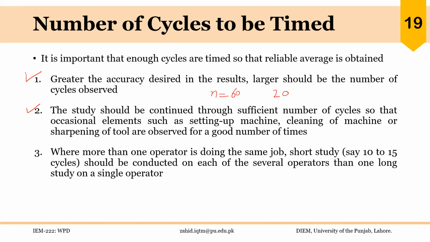Where more than one operator is doing the job, short studies, say 10 to 15 cycles, should be conducted on each of several operators rather than one long study on a single operator. This is something that I just mentioned, that it's better to select a representative sample if there are many workers performing the same task. And it is also better to perform the study at 2 or 3 different times of the day.